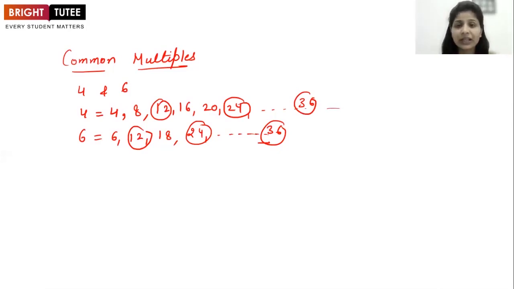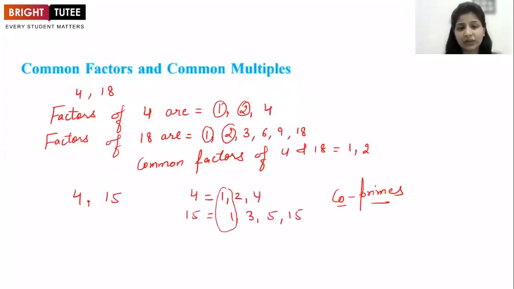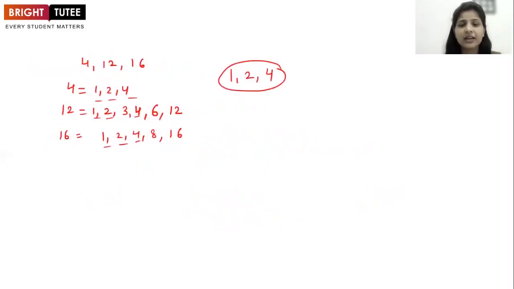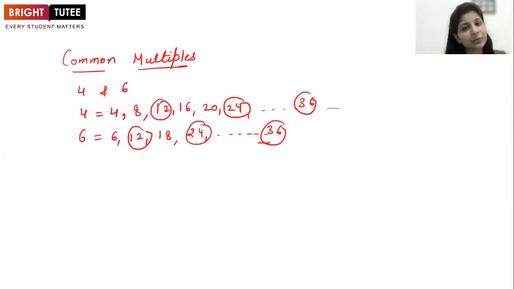So what do we do actually? In common factors, we write down all the factors and pick up the factors which are there in both of the numbers. Similarly, for multiples, we write down the multiples and pick up the common numbers that are a part of the multiples of 4 and 6.